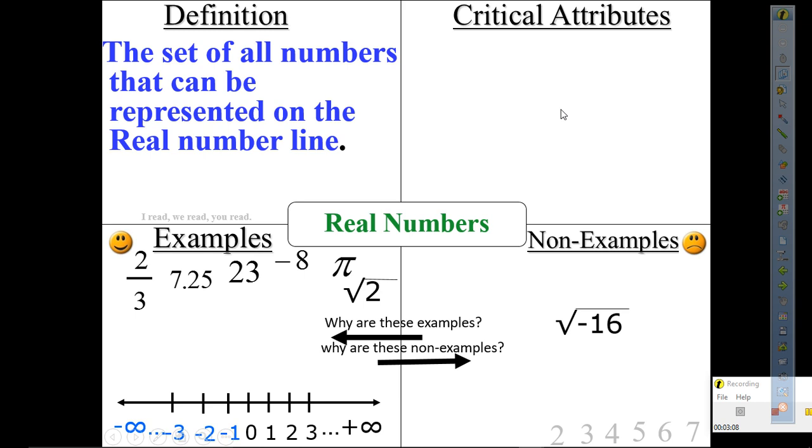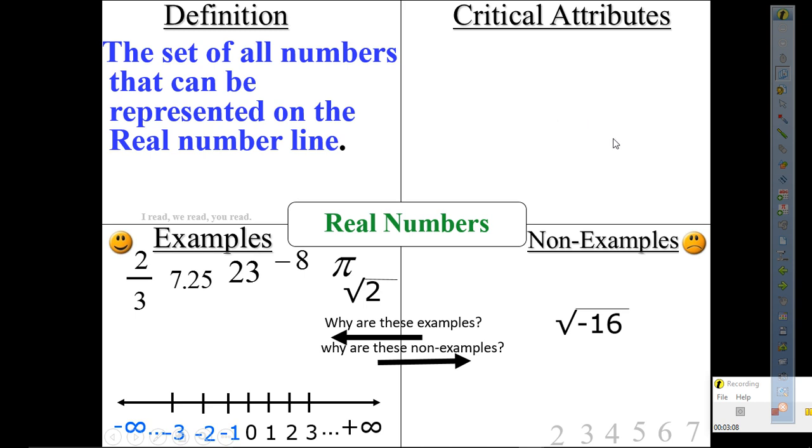And you came up with a couple of hashtags, yes? Hashtag what? Number line, real number line. Hashtag real numbers, yes, I'll take that. Everybody got it? All right.